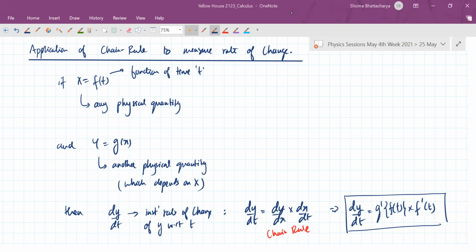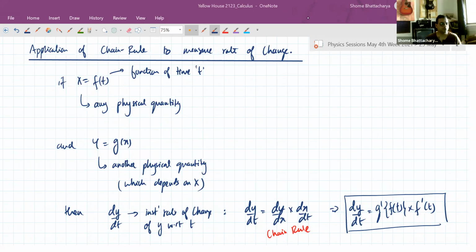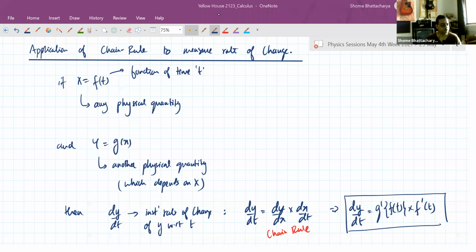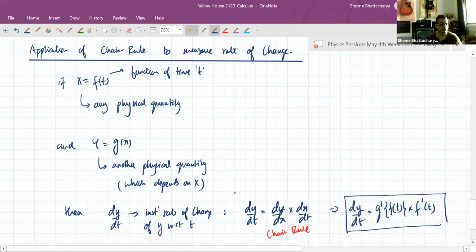So just to explain this point, Kirti, what is happening is x itself is dependent on time, and y is dependent on x. So that means ultimately y is dependent on what? On time. x is a variable that depends on time and y is a variable that depends on x. So ultimately you can see that y is a composite function of time. It is g of f(t).